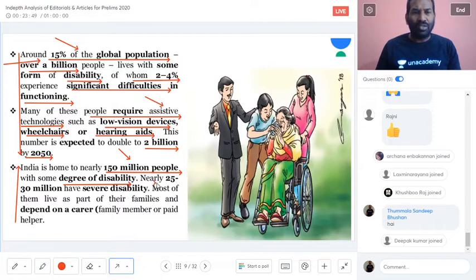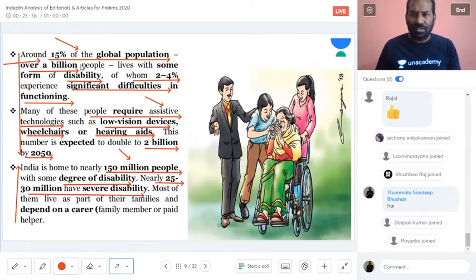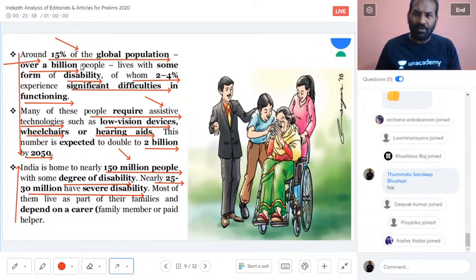So nearly 25 to 30 million have severe disability. The way we were talking about, 15% of the global population constitutes the disabilities, and out of that 2 to 4 percent have severe disability, and they are all dependent on the family members or the caregivers. And in India, it is 150 million people who are persons with disabilities, and from the 150 million, around 25 to 30 million people are very severely disabled, and they are totally dependent on their family members or the caregivers.